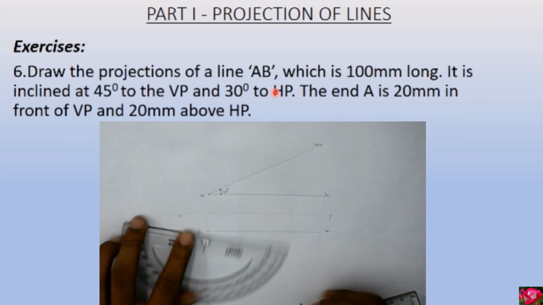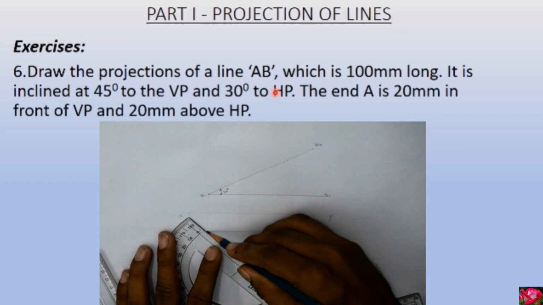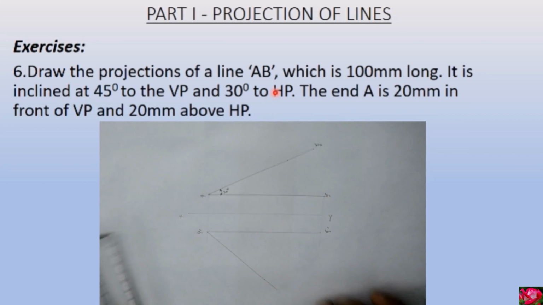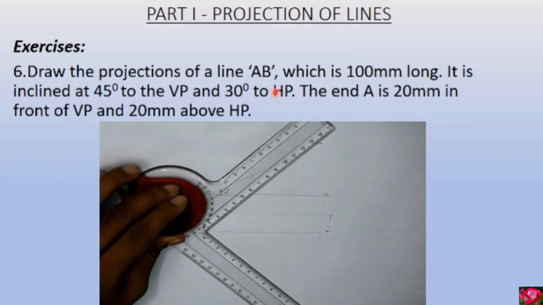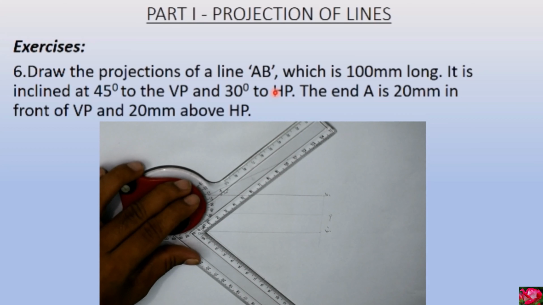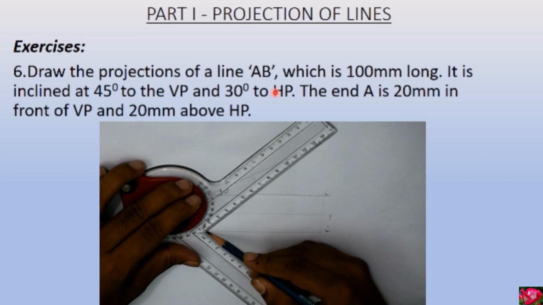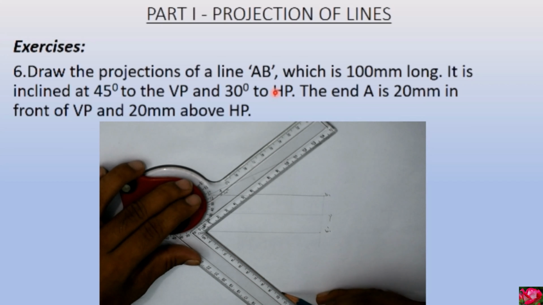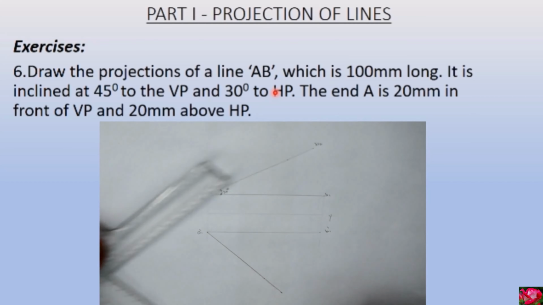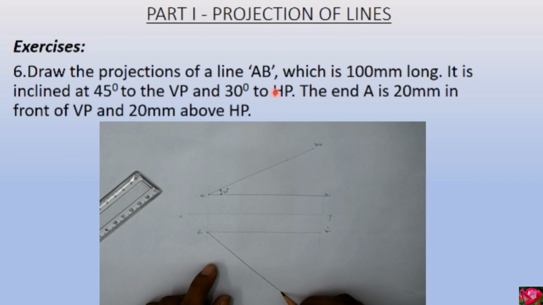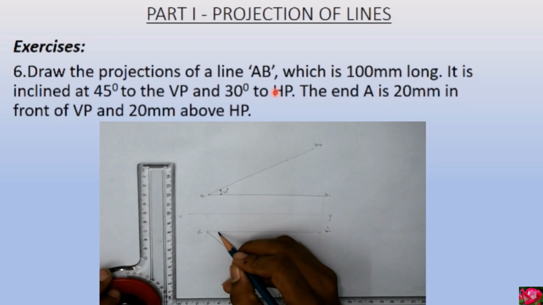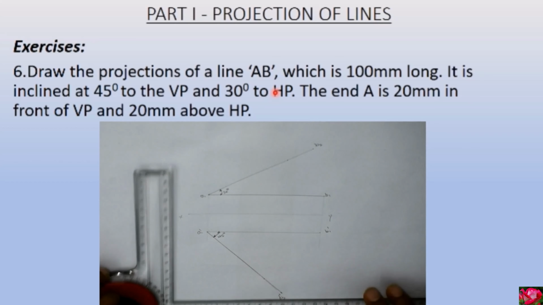This is 45, because the angle with VP is given as 45 degrees. This is again 100 mm. Say this point as B2 dash. Now here one important thing to note, that it is inclined to both the planes. So even then this is not the final answer.